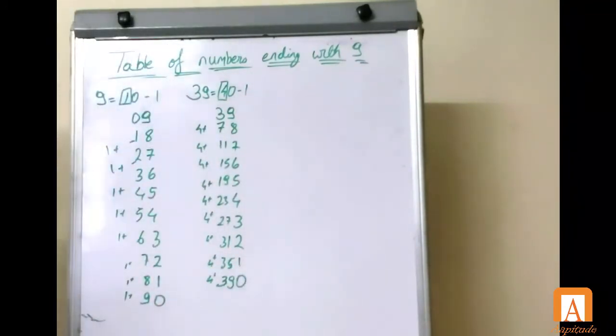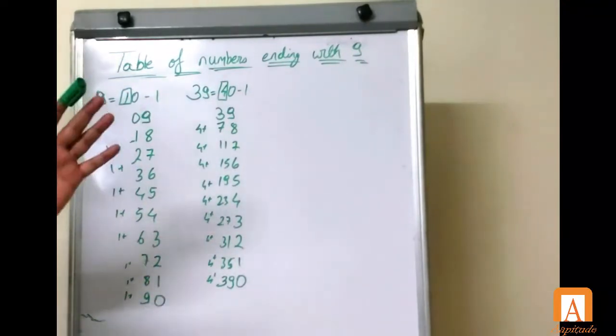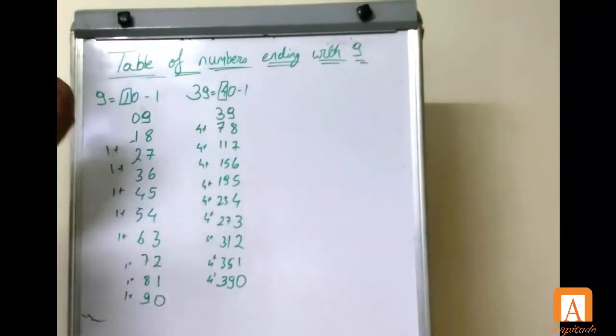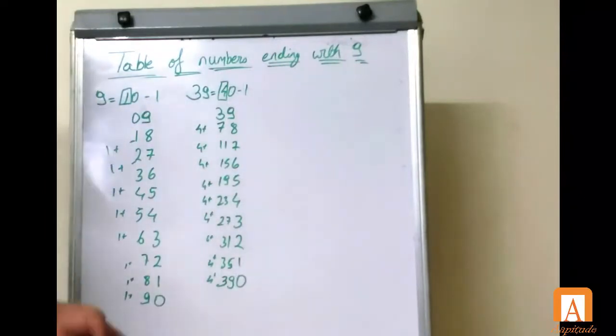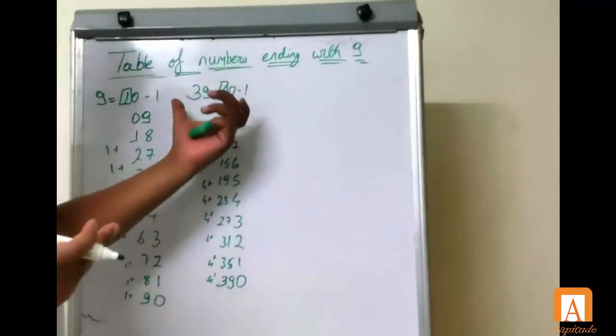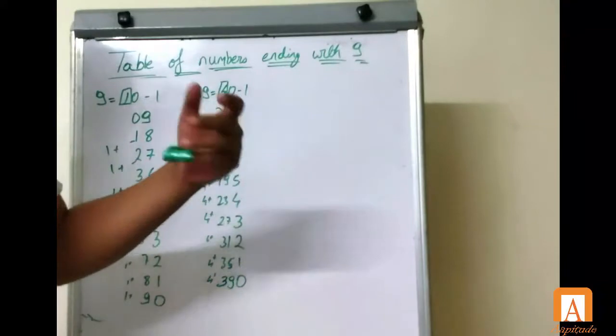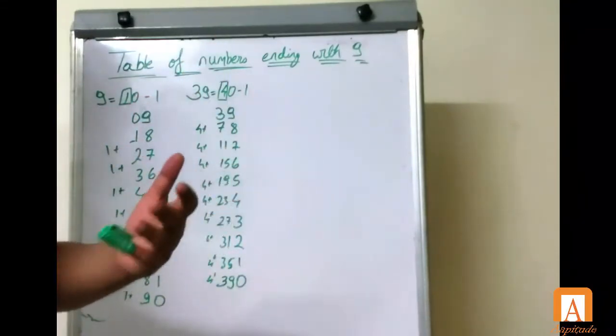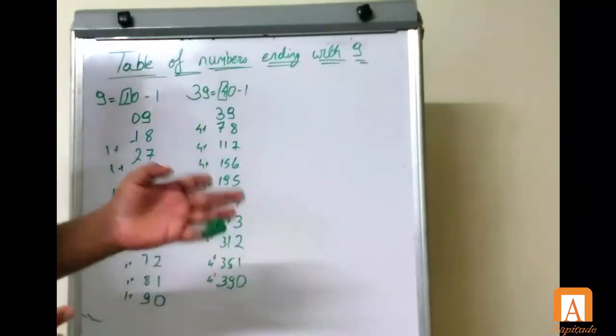See, it's a very simple trick. If you practice it, you can actually write any table of numbers ending with 9 in just 10 seconds, 15 seconds, that's it, and you will have solved it. It will be very useful.